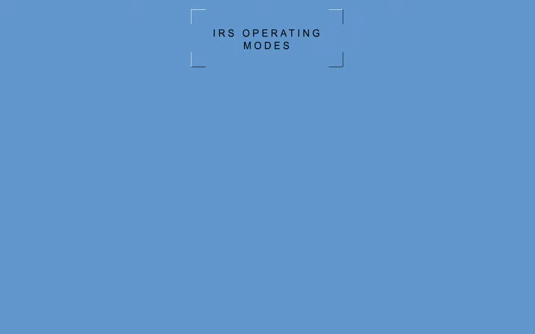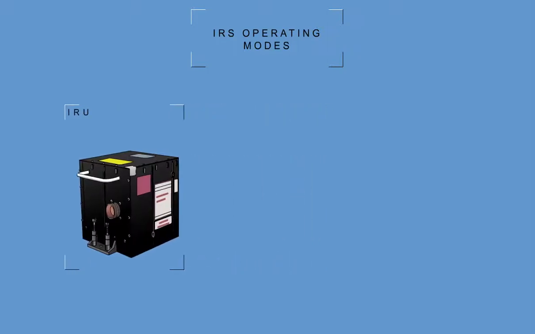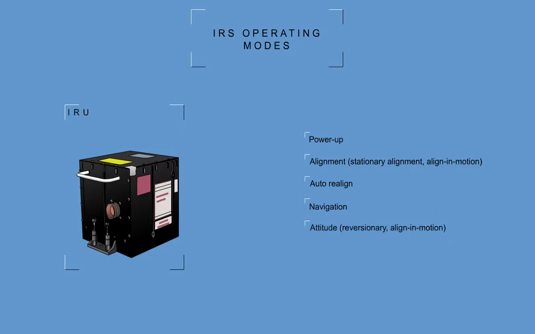IRS Operating Modes. The Micro IRU has the following operational modes: Power Up, Alignment, Stationary Alignment, Align in Motion, Auto Realign, Navigation, Attitude, Reversionary, Align in Motion, End of Flight. Control of the modes is fully automatic, which means that no input is required from the flight crew to select or enter a mode.